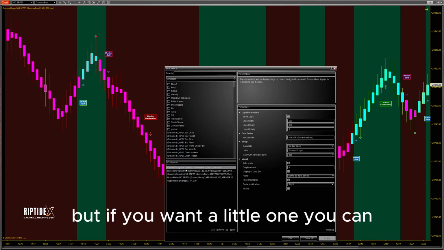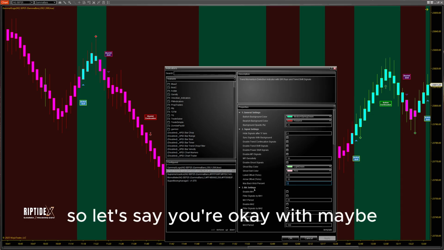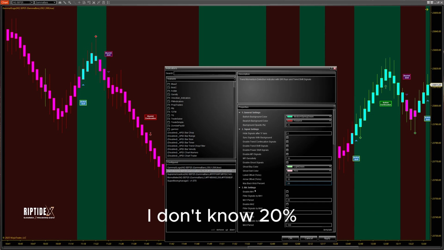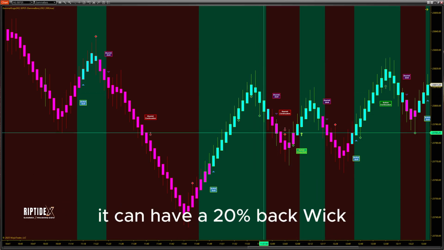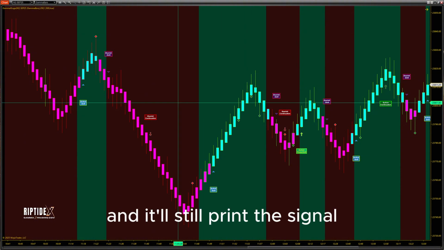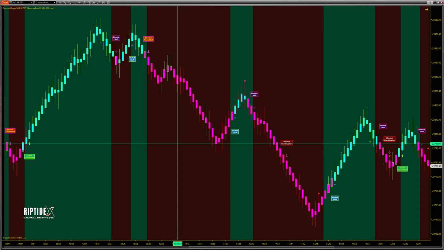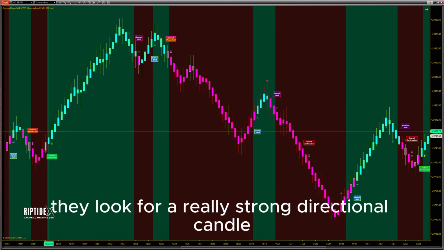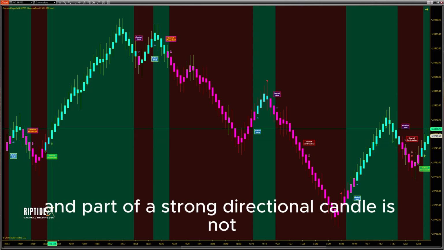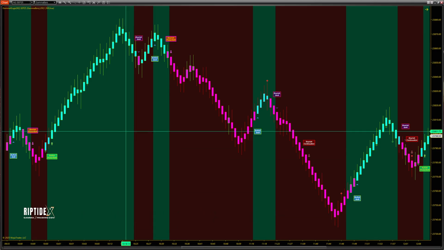But if you want a little one, you can. Let's say you're okay with maybe 20%. That means whatever the size of the candle is, it can have a 20% back wick, and it'll still print the signal. That's all that really means, because these signals look for a really strong directional candle, and part of a strong directional candle is not having much of a back wick. But you can adjust that how you like.